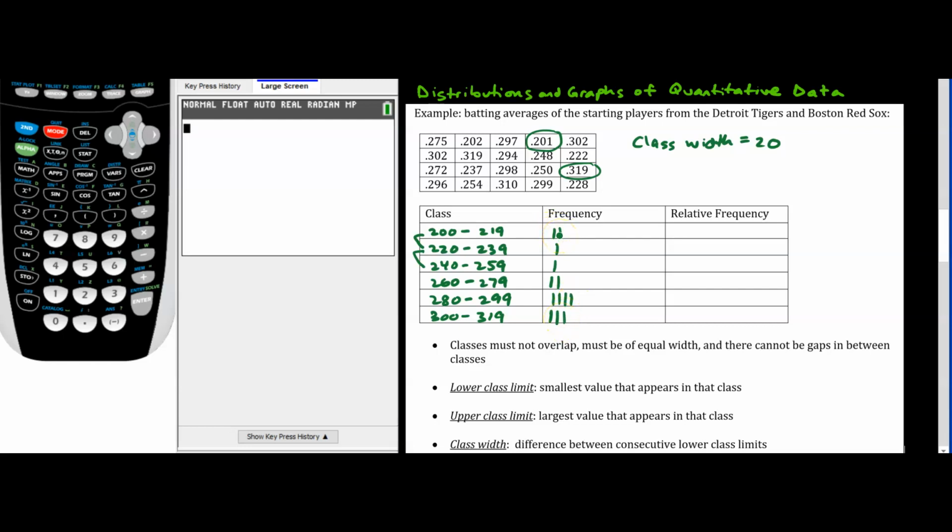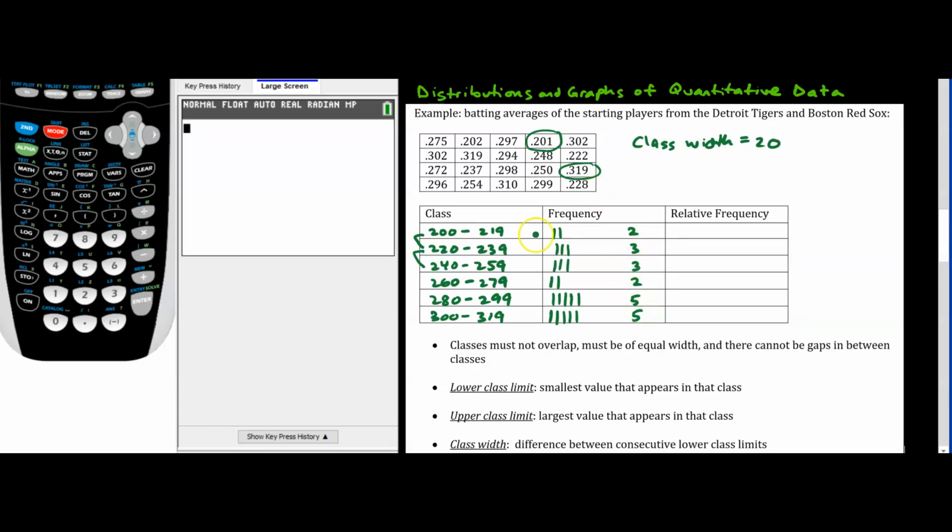201, 248, 250, 299. And then the last column, 302, 222, 319, and 228. And so our frequency distribution would have the following numbers. We would have 2, 3, 3, 2, 5, 5.